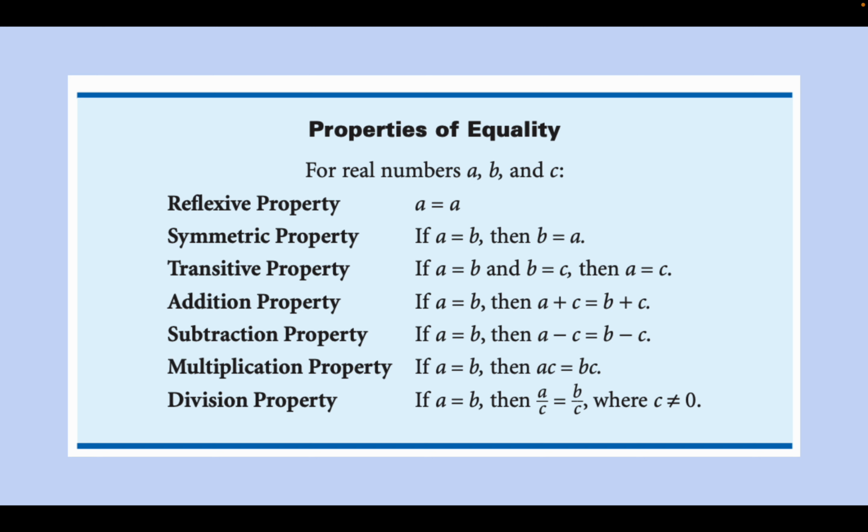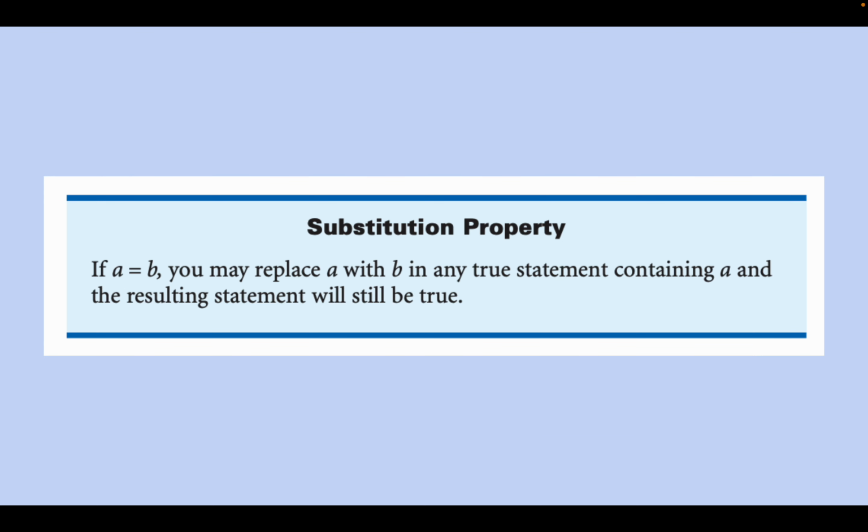2 over 3 equals 2 over 3. It doesn't change the equation whatsoever, or it does change what it looks like, but ultimately the result, whether it's true or false, will always be the same. They're always true if you use the properties of equality. That's why it's called equality. Next, we have the substitution property.